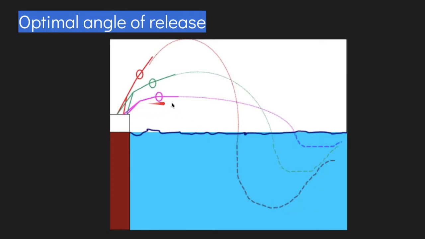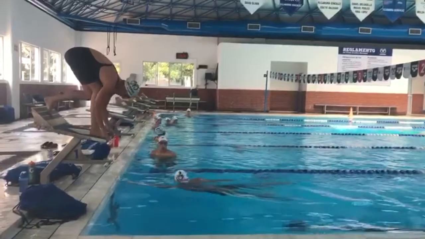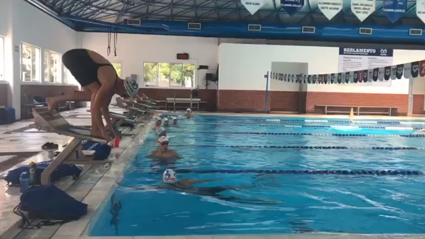If the swimmer's takeoff angle is too low, then the entry will be flat, resulting in increased drag when entering the water, increasing the wave drag component. The water entry consists of four main stages.